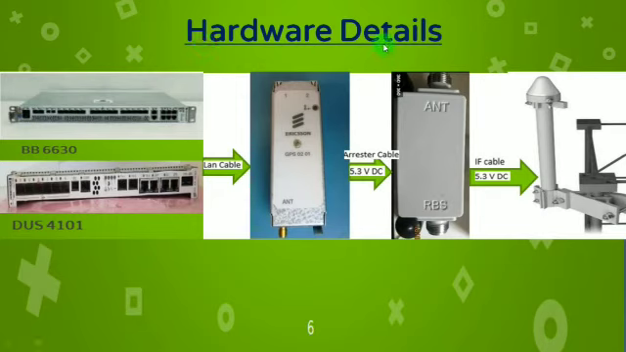These are the hardware details. This is a baseband 6630 and DUS. The connectivity from the baseband or DUS towards the GPS receiver is a LAN cable. Again, the GPS receiver to the surge arrestor is through the arrestor cable. From the surge arrestor to the GPS antenna is an IF cable.